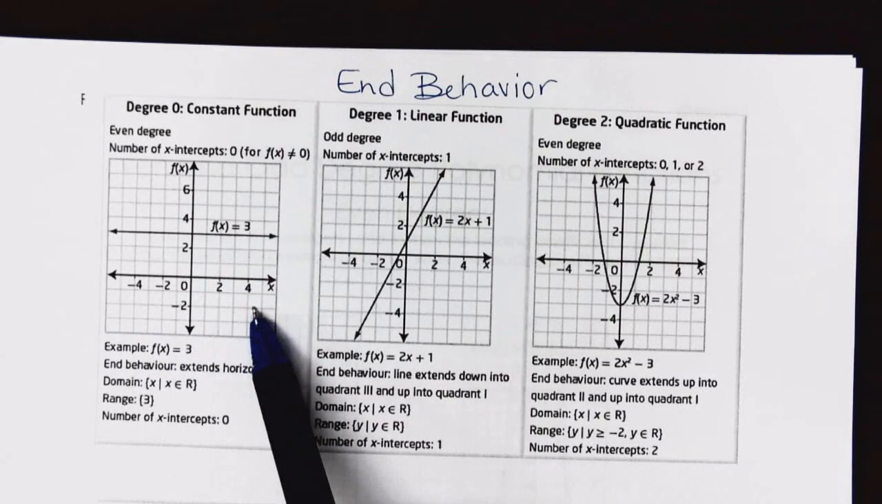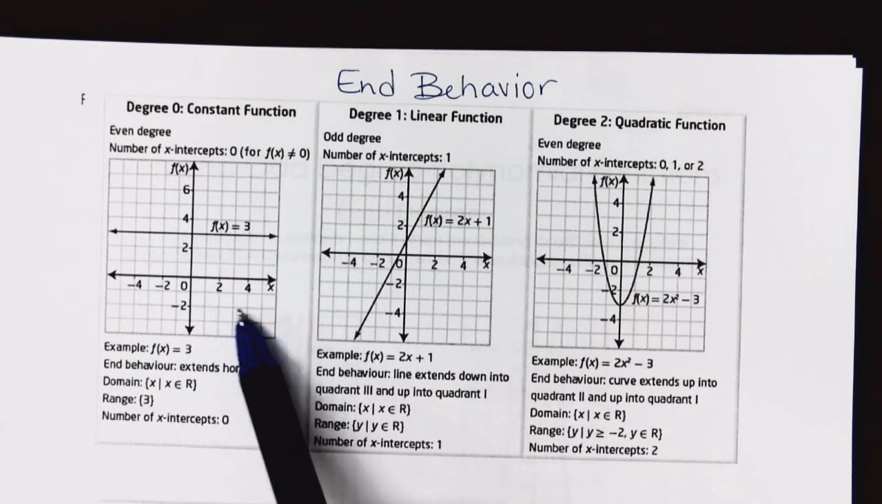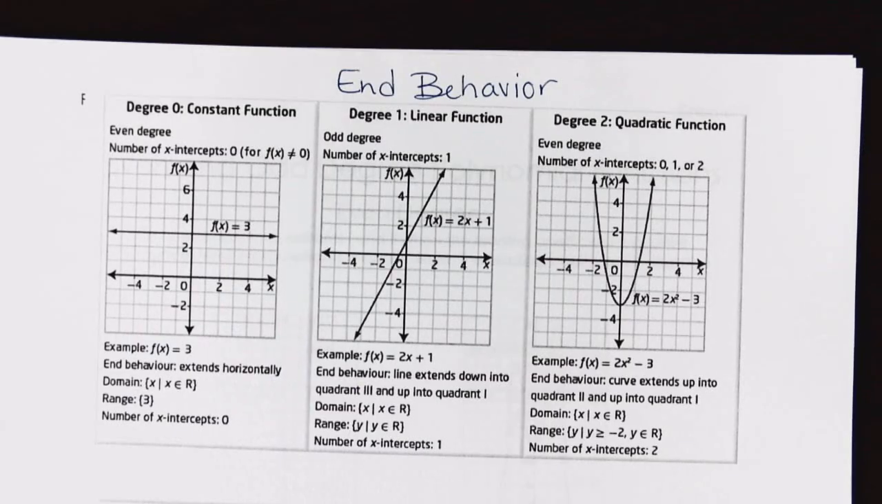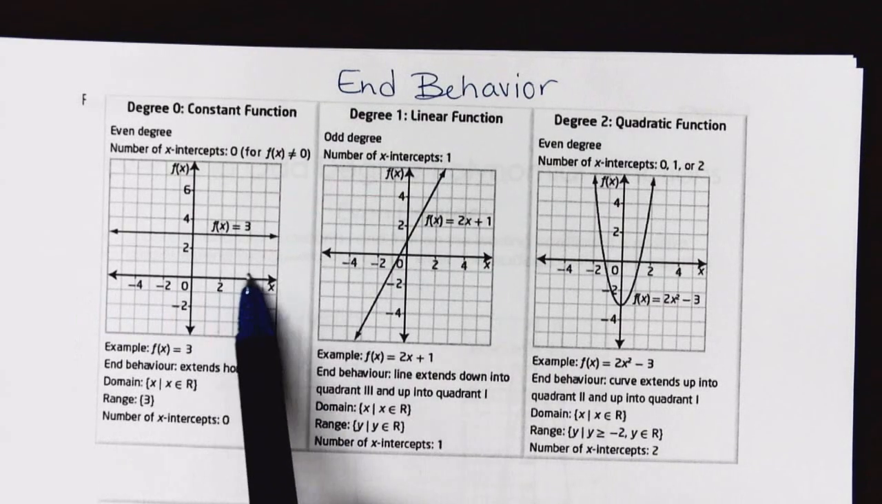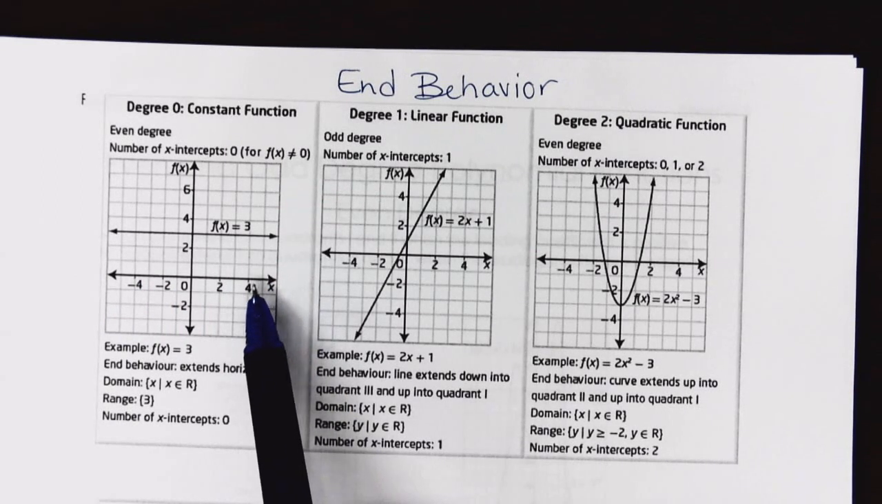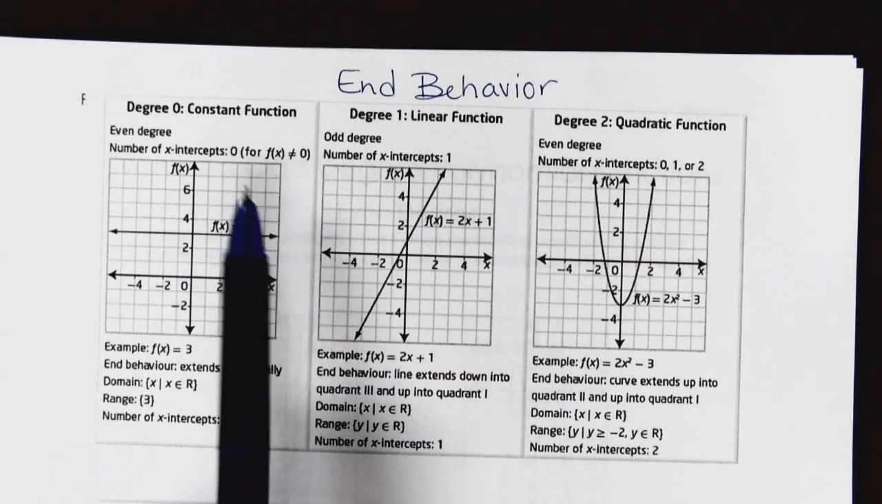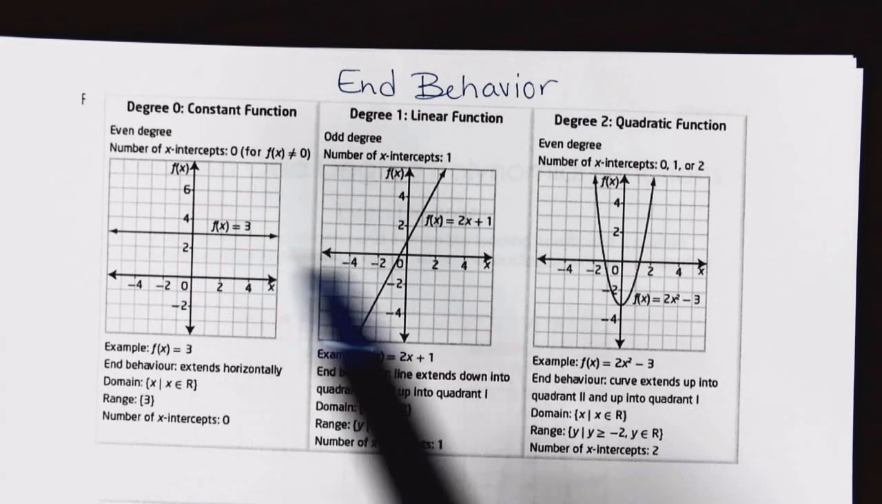Your end behavior extends horizontally. It could be down here. So this one is 1 and 2, but this one could be 3 and 4. So constant functions are a little bit different. Number of x-intercepts, there would be none. Or infinite, because if it was y equals 0, it would lay on top of the x-axis, and every single point would be an x-intercept, and that's just silly. We don't do a lot with constant functions in grade 12, but it's good that you just know about them.